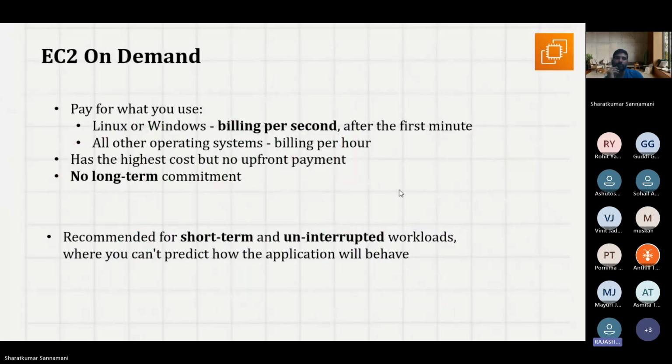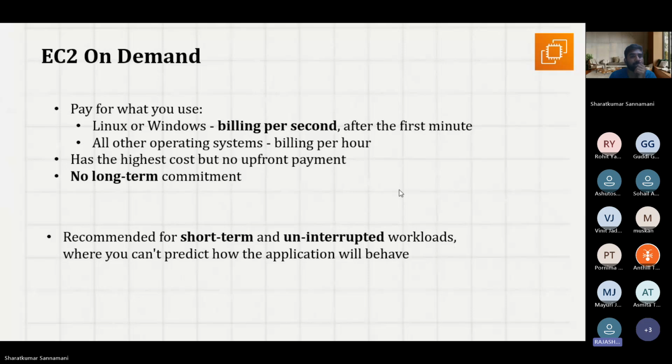Now first we'll go to on-demand instances. As per the naming convention, it is on demand, meaning whenever it is required. On demand means it is not predictable. Say we are a group of 4 members and we plan to do one project, and for that we require one EC2 instance. We don't know how long it is required, and we don't know how long we need to have this EC2 instance in AWS.